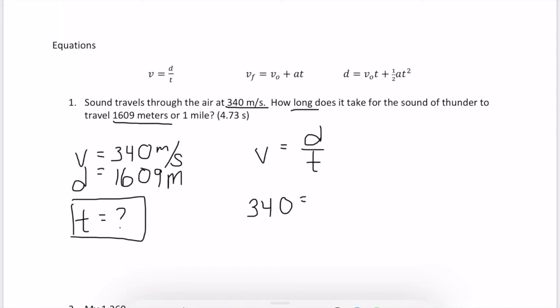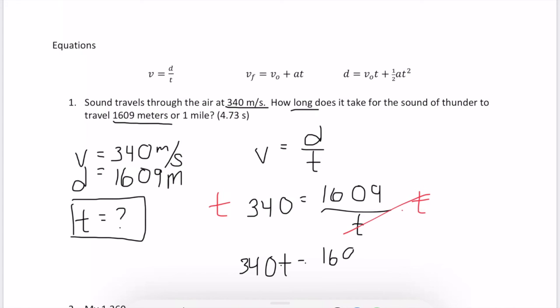Step 3, substitute. In this case, I'm substituting into the equation, replacing v with 340, replacing d with 1,609 over t. Now, to solve this, I know that I need to multiply by t on both sides. Step 3 is really substitute and solve together. I multiply by t on both sides. That leaves 340t equals 1,609. Oh my gosh, my handwriting, guys. So sorry.